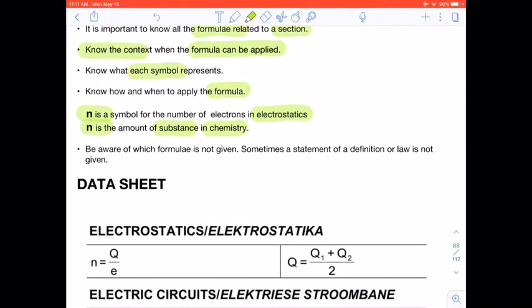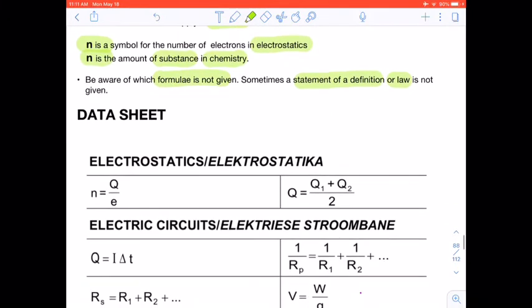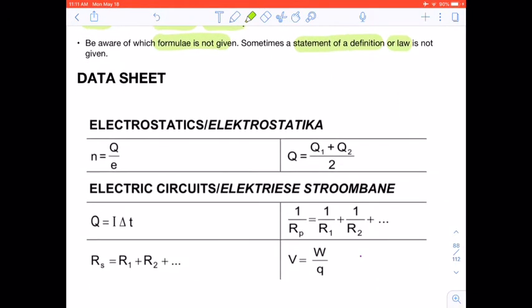Be aware of which formula is not given. It's also important. Sometimes what happens, if it's a statement of a definition or a law, it is not given. Sometimes you have Newton's first law, and because it's a definition, you find that that particular formula may not be given.